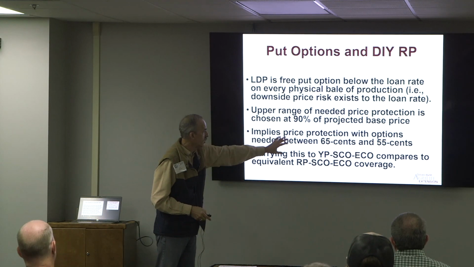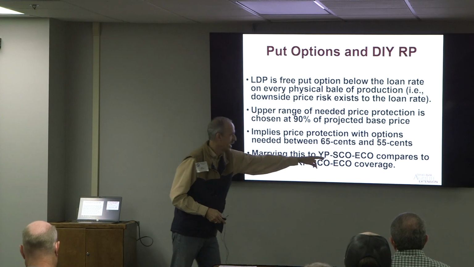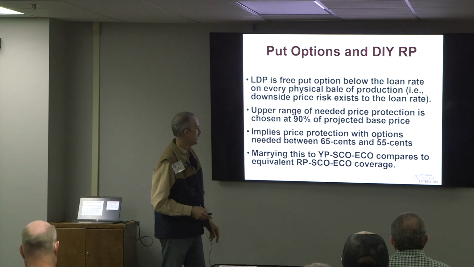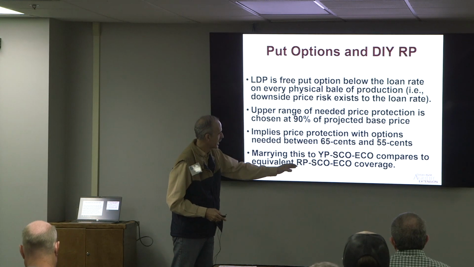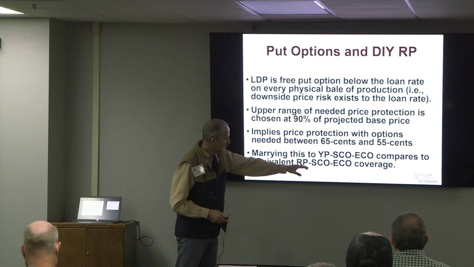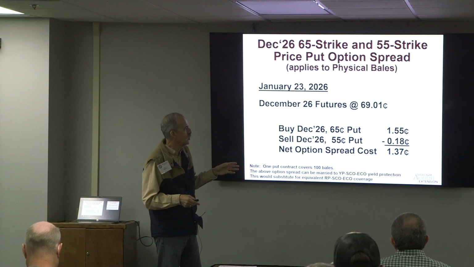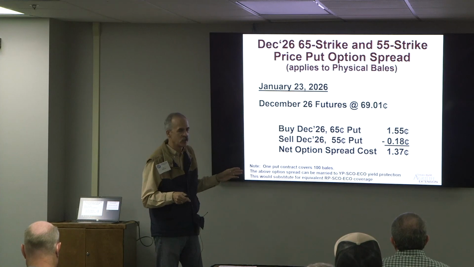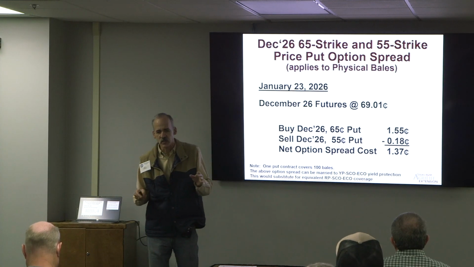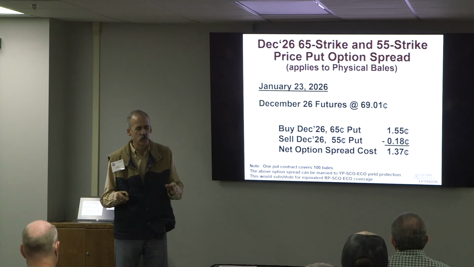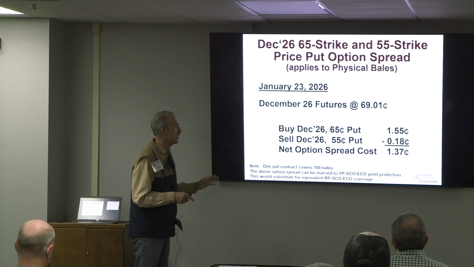And so if we do that, you can marry it to an enhanced yield policy, and that might be equivalent, kind of a do-it-yourself version of revenue protection with these add-ons. So here's the way you would do that. Just, again, trust me, we don't have time for me to actually tell you exactly how and why this would operate and what the risks and disadvantages are. Don't have time to do that.